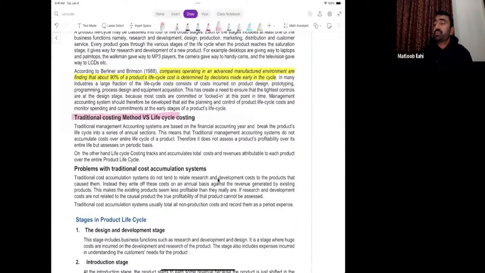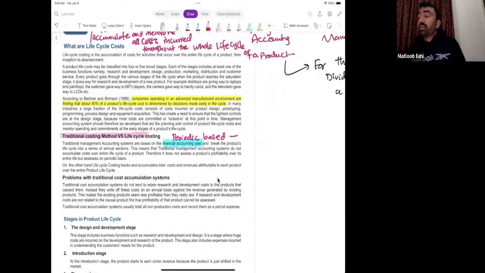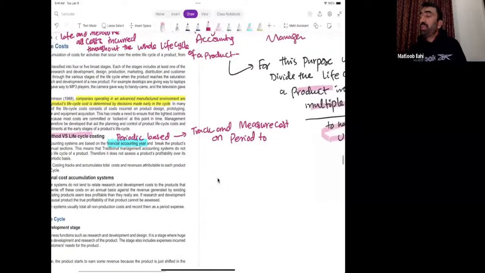Let's look at traditional costing method versus life cycle costing. Traditional management accounting systems are based on the financial accounting year. Year means period based. Traditional accounting is periodic based, meaning that it tracks cost on a period to period basis. Okay, I can write this note for you. This method tracks and measures cost on a period to period basis.